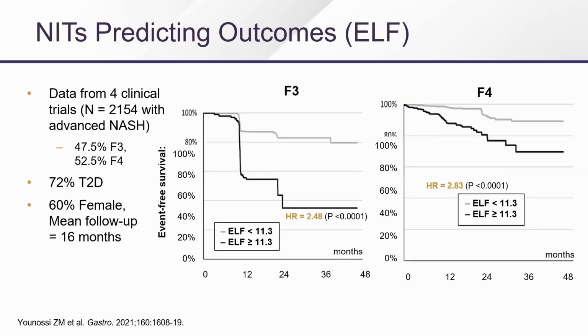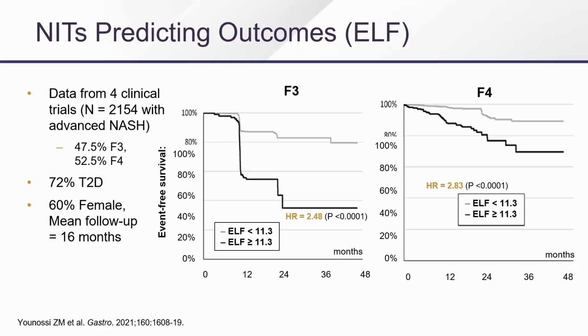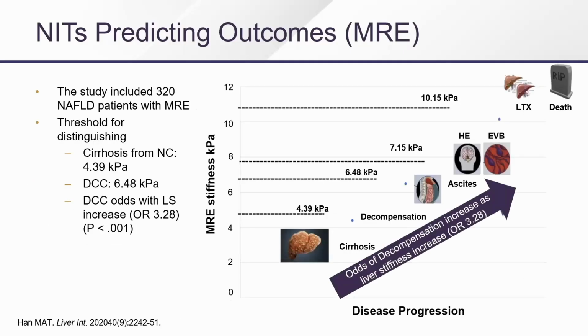Now, in terms of ELF testing, this is a study we published in Gastroenterology a few years ago. Again, if you get an ELF score of 11.3 or higher, in both F3 and F4, it's basically predictive of adverse outcome. So these non-invasive tests not only can give you an idea about where the patient is in terms of their stage, but are also a good predictor of long-term outcome.